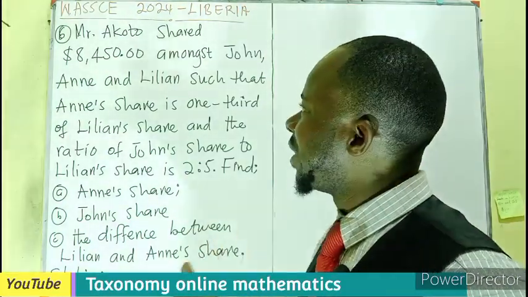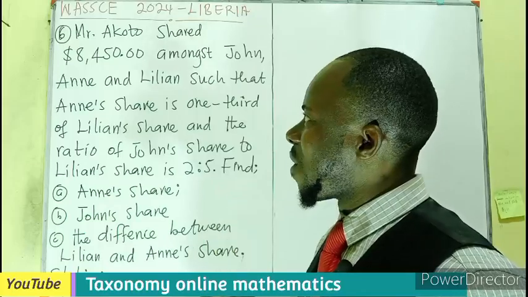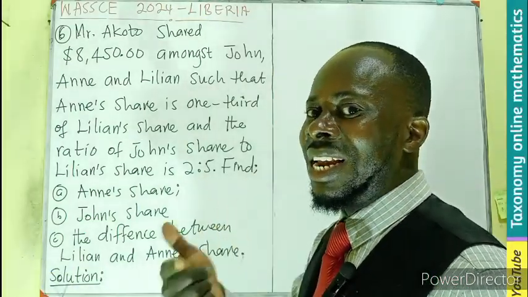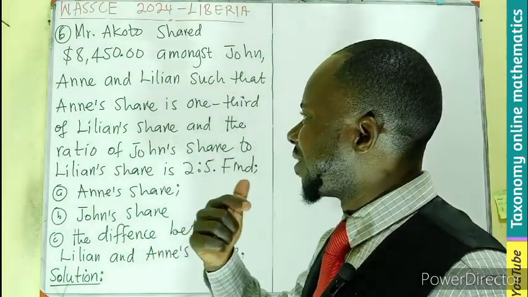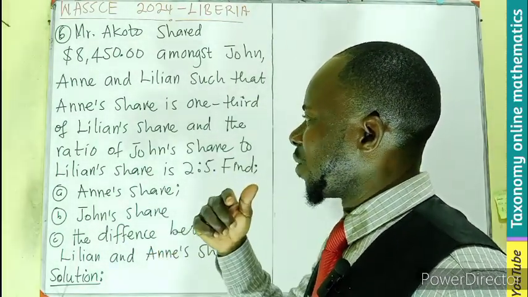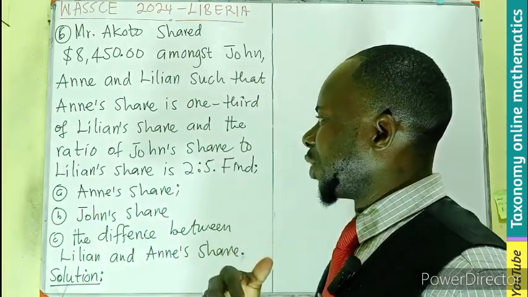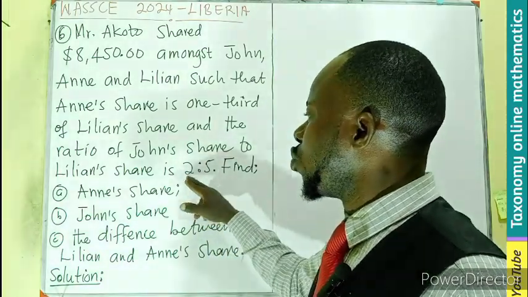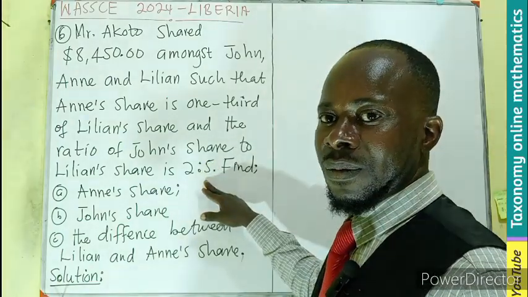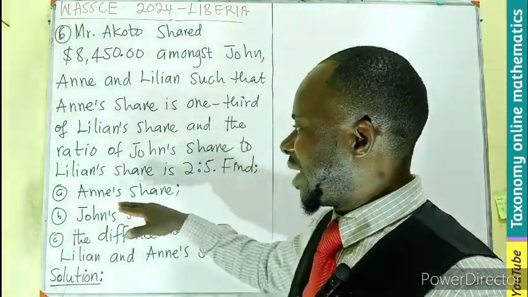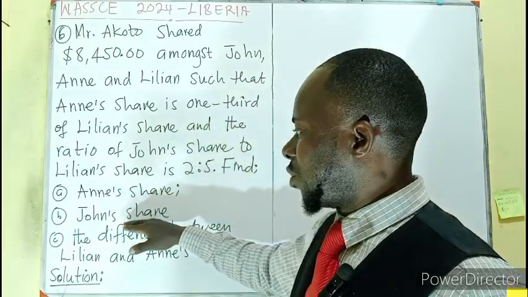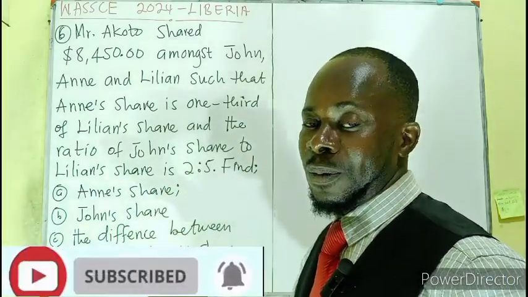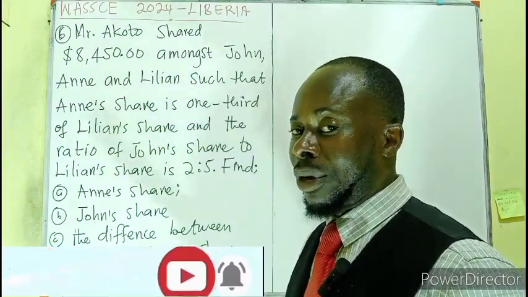Mr. Akoto shared $8,450 amongst John, Anne, and Lillian, such that Anne's share is 1/3 of Lillian's share, and the ratio of John's share to that of Lillian's share is 2:5. Then we have to find Anne's share, John's share, and the difference between Anne and Lillian. So don't forget ratio and proportion.